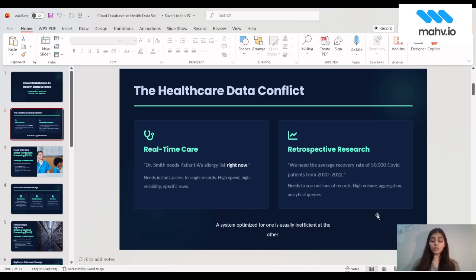And then we have retrospective research, in which we see disease trends, average recovery rates, and population health studies. The needs in this research are millions of records, heavy calculation, and aggregates like averages and sums. So a system optimized for real-time care is usually inefficient for research and vice versa, because in real-time care you're taking the data right now, right away, and in research you need old data history, and then you analyze it, you average it, and at the end you conclude a result.